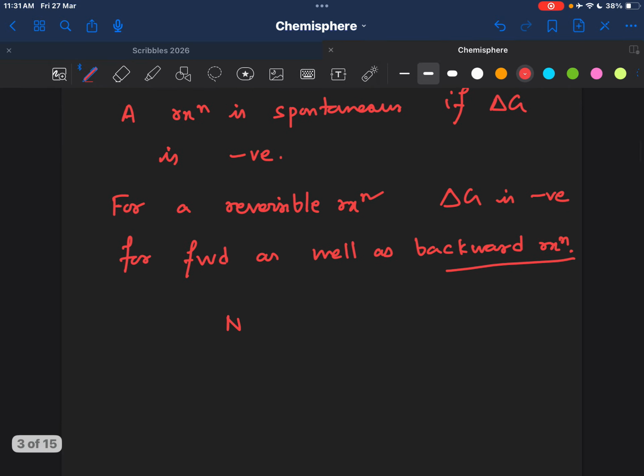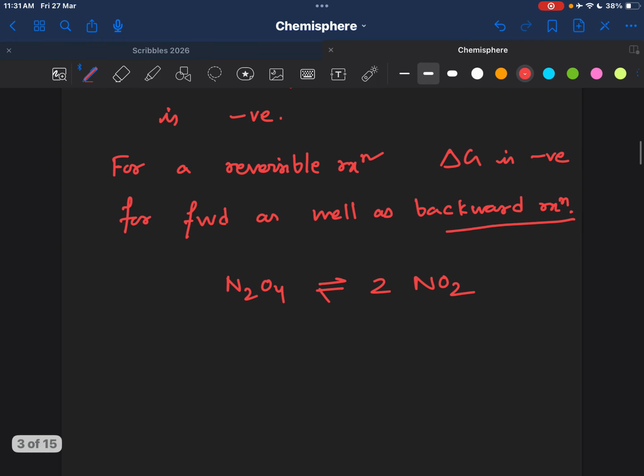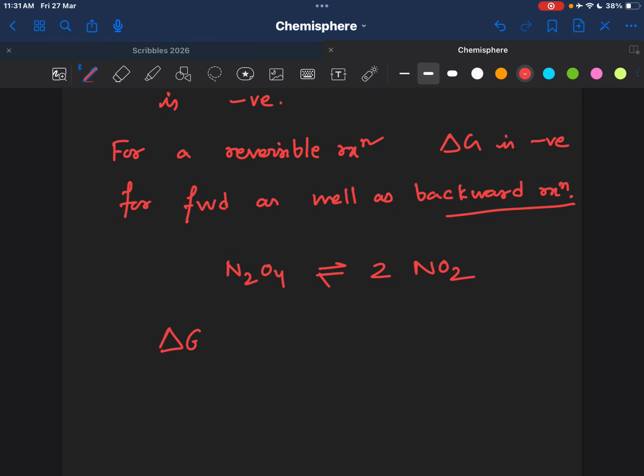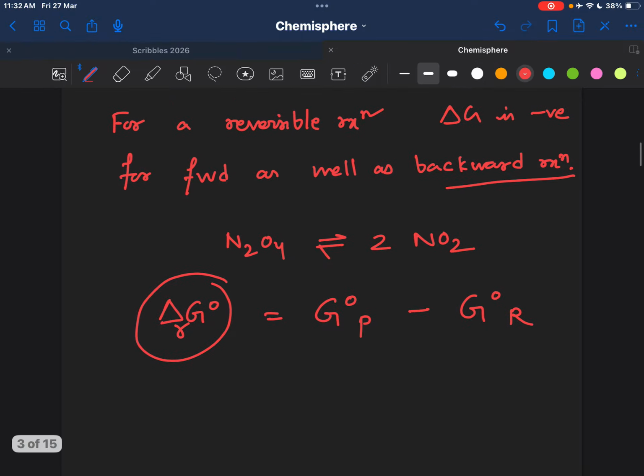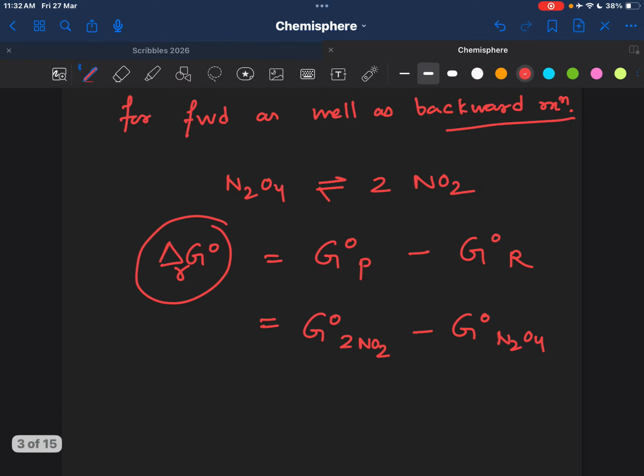So let us consider a reaction N2O4 giving us 2 moles of NO2. We need to calculate the delta R G naught for this. When we say delta R G naught, what does that mean? That means G naught of products minus G naught of reactants. So technically that is G naught of 2 moles of NO2 minus G naught of N2O4. This is what they are asking us to calculate, delta R G naught, right?